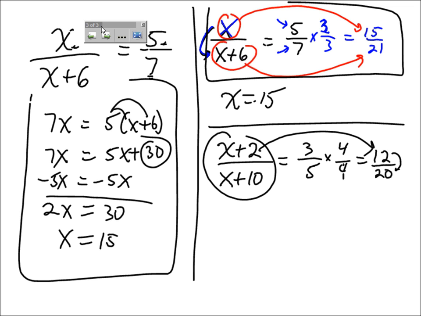So you can say x plus 2 is 12, or you can say x plus 10 is 20. Either case, you're going to get x is 10. Some number plus 2 is 12. That number is 10. This is certainly the way to do such problems.